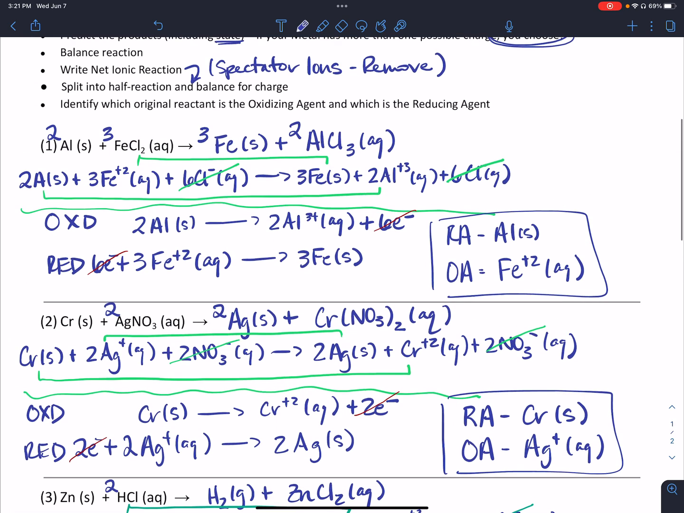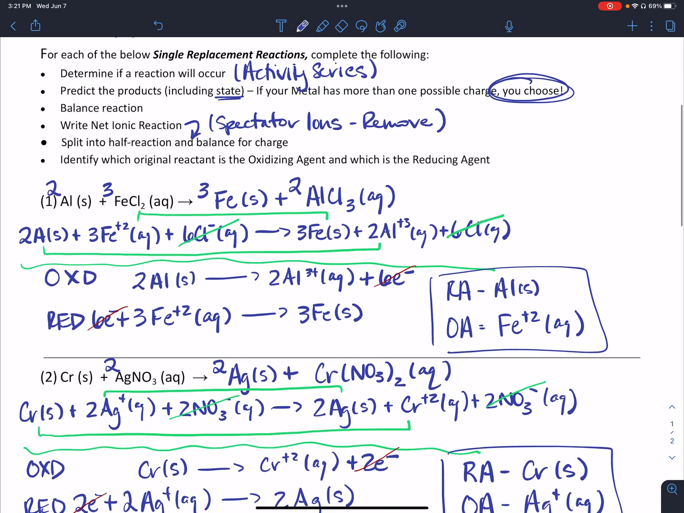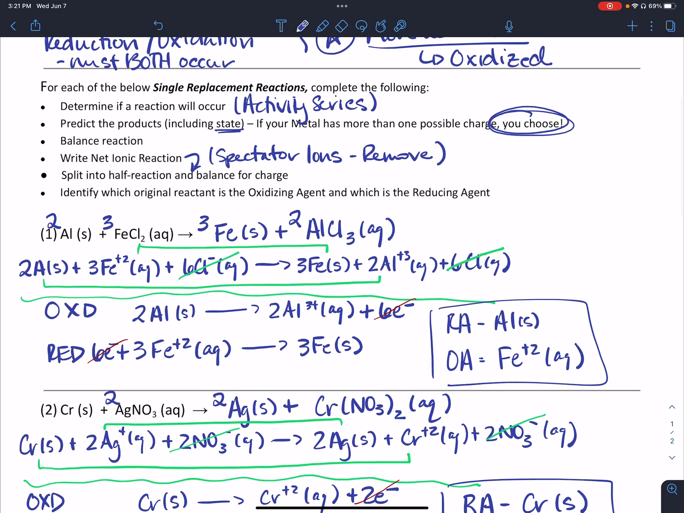Okay, so again, when you're working these single replacement reactions, you've got to start by determining if the reaction is going to happen. So use your activity series. If it will, predict your products, including the state. And if your metal has more than one possible charge, your transition metals, you get to choose what you want its charge to be. Then balance correctly. Write your net ionic equations, ignore your spectator ions, and then split into half reactions. Balance for charge and identify your oxidation and reduction so you can find your oxidizing agent and your reducing agent. Okay?